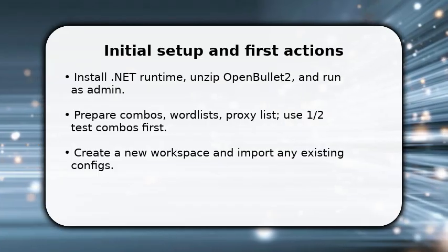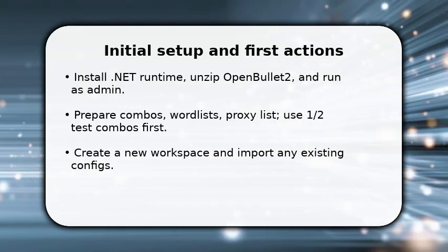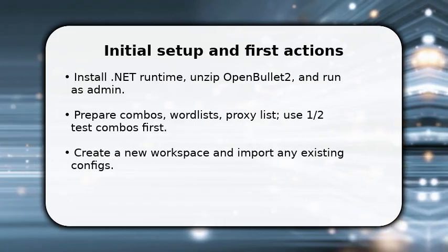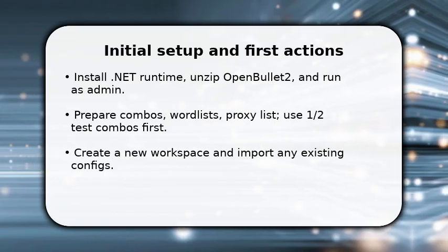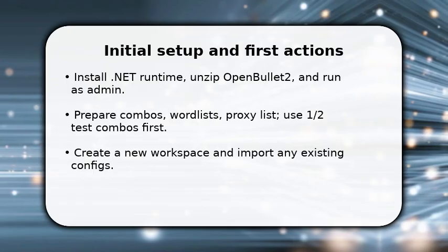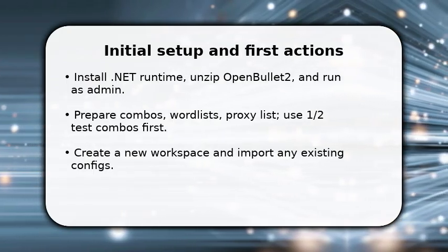You start by ensuring the runtime and files are ready. Install .NET, extract OpenBullet 2 and run it with elevated rights. Once done, prepare the essentials: a small test combo, a proxy list, and 1 or 2 word lists so you can iterate quickly. Next, create a named workspace and import any saved configs or templates.